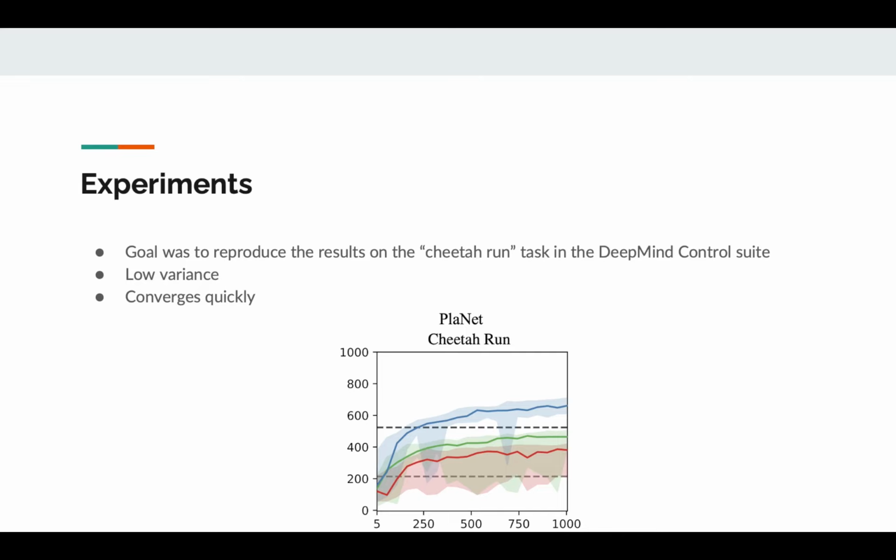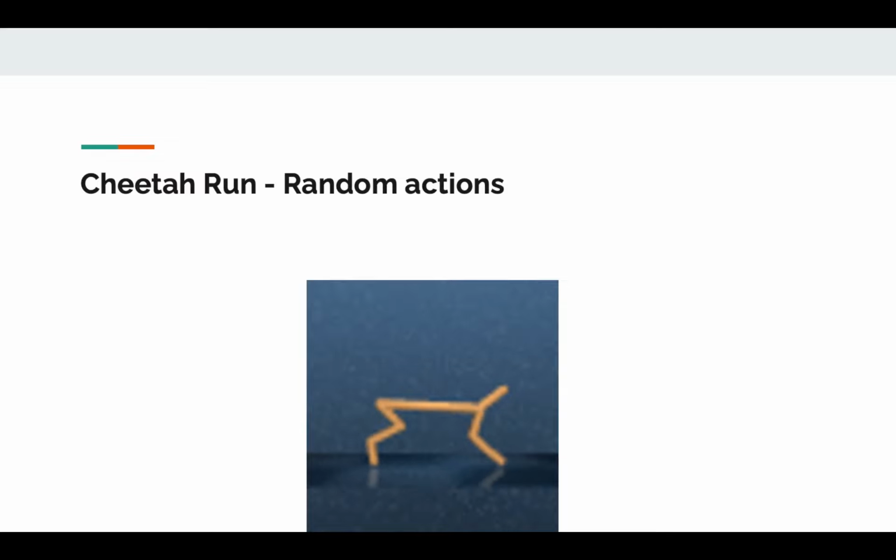So my goal was to reproduce the results on the cheetah run task in the DeepMind control suite. I chose to do this task because compared to the other tasks, this one has a relatively low variance in results and converges pretty quickly, as depicted in the graph on the right, which is taken from the paper. So this is what the task looks like when the agent is performing random actions. In this task, the actions are 6-dimensional vectors that control the joints of the cheetah, and the agent gets rewards by moving forward.